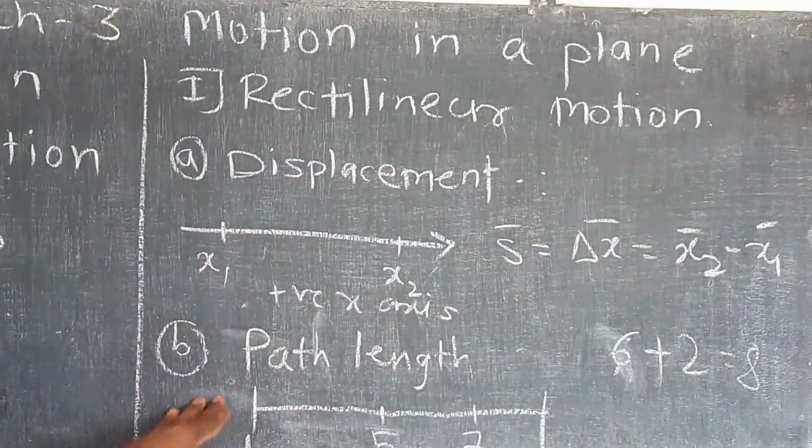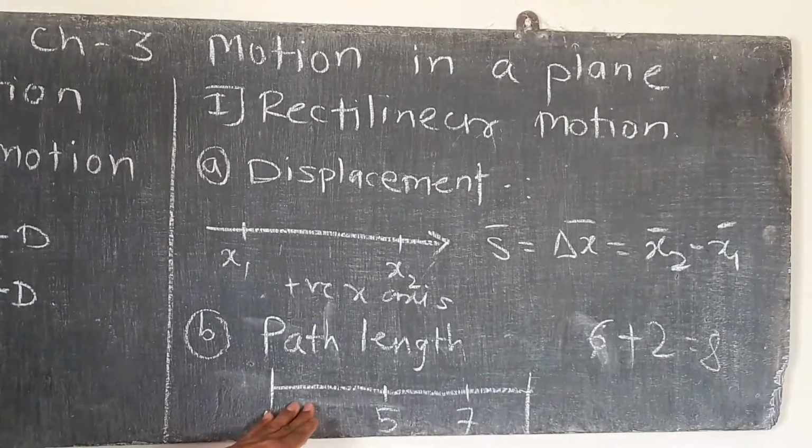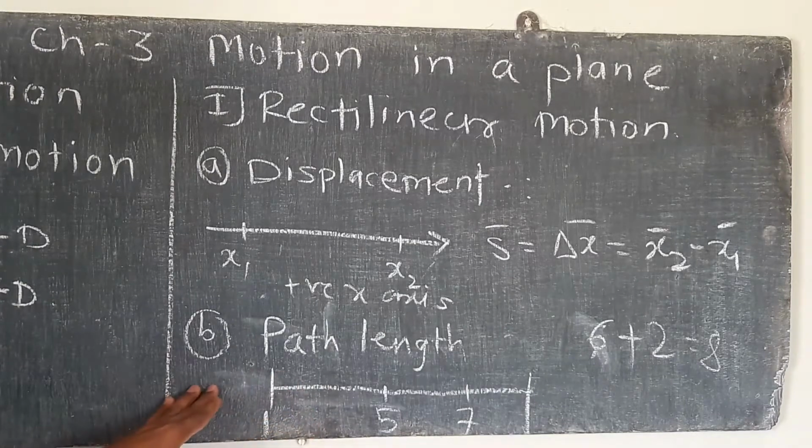Now second quantity is path length. Path length is the total distance covered by the body, that is the actual distance covered by the body. Path length is a scalar quantity. Now let us find out the difference between displacement and path length.